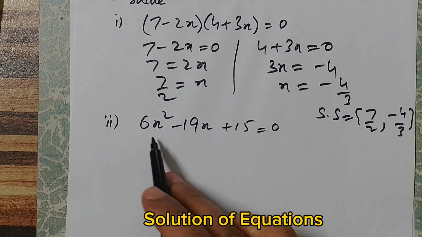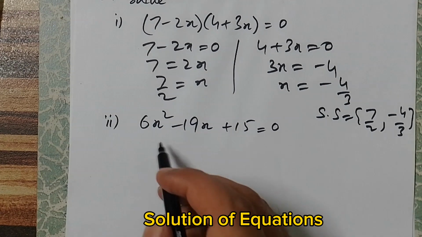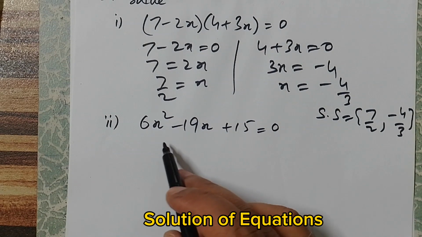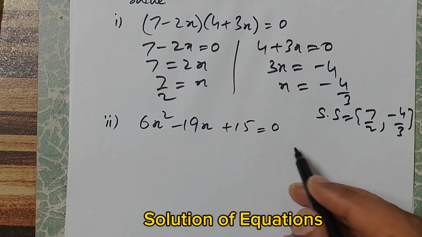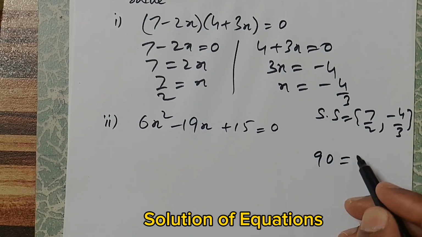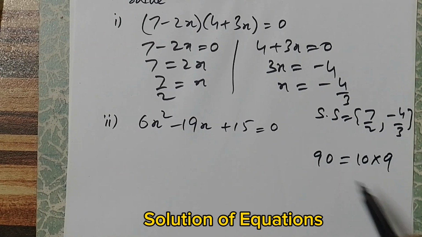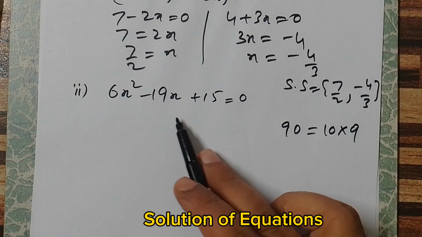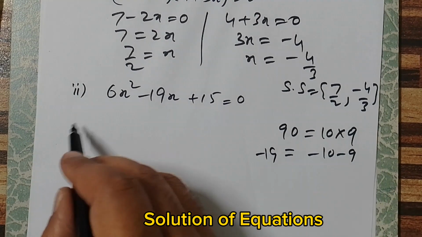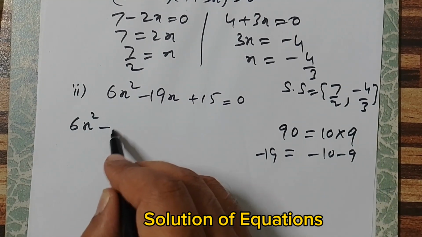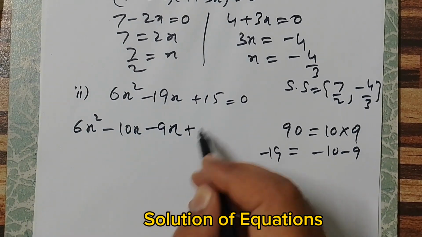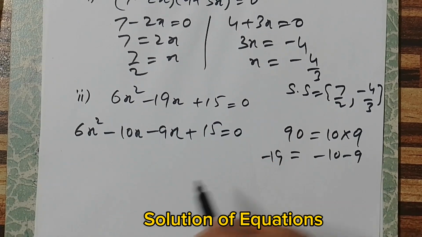For this next question, 6x squared minus 19x plus 15, first we try to make its factors and then we solve it for x. 6 when multiplied by 15 gives us 90, and we need to make such factors of 90 which on multiplication should give us 90 and on addition should give minus 19. So minus 10 and minus 9 gives minus 19. So I can break this middle term minus 19x as minus 10x and minus 9x, plus 15 as it is.